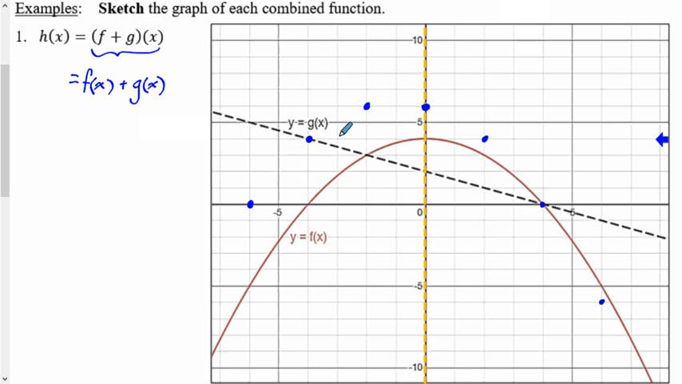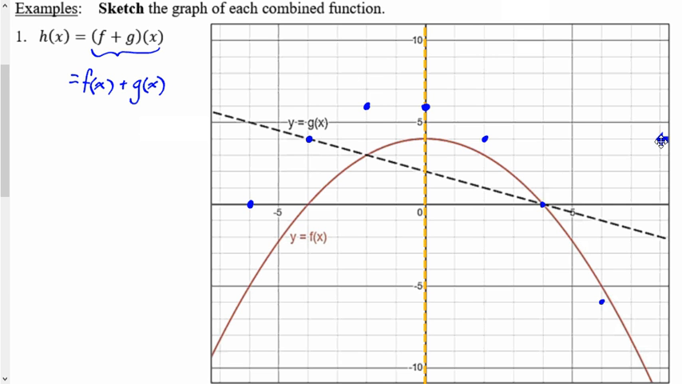So if you were just to imagine adding these two functions together, what we're doing is we're adding a quadratic function and a linear function. When we add, we collect like terms. So still we'll have quadratic terms and we'll have linear terms in that quadratic function. So then I'll do my best to connect the dots.